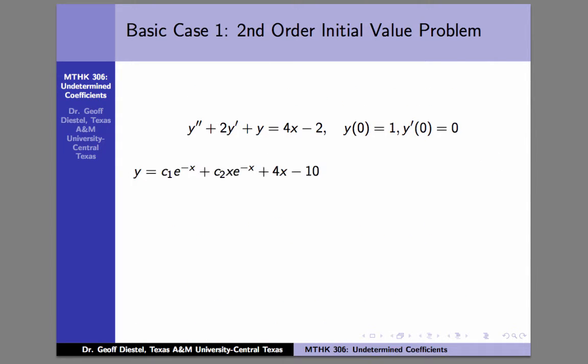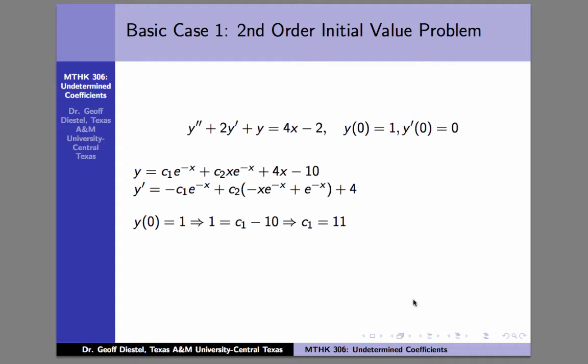So there's our problem. We found our solution in 2 steps, found the homogeneous part and the particular part. Now we have to differentiate because our second initial condition involves the first derivative of y. Again, notice we had to use the product rule for the second term, the x e to the minus x term. Now we use the first initial condition, y of 0 equals 1. That tells us that y equals 1, and then we plug in 0 for x into the formula for y. We just get c1 minus 10. Solving that for c1, we get c1 equals 11.